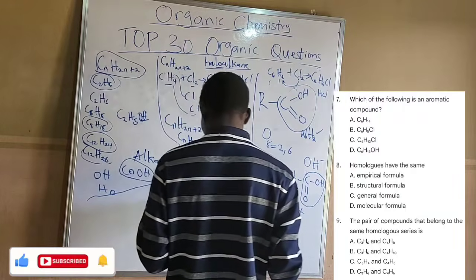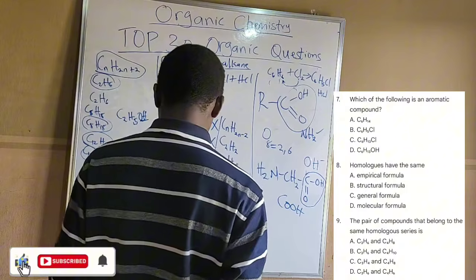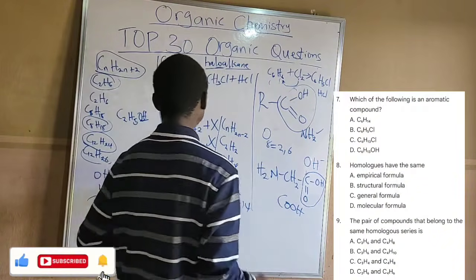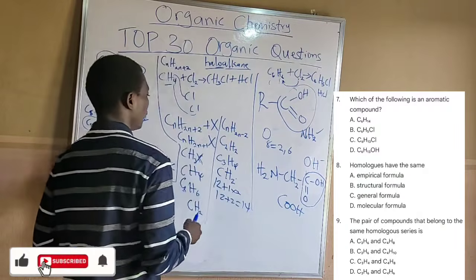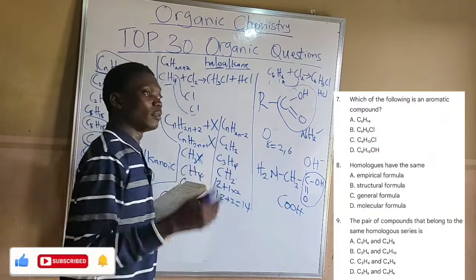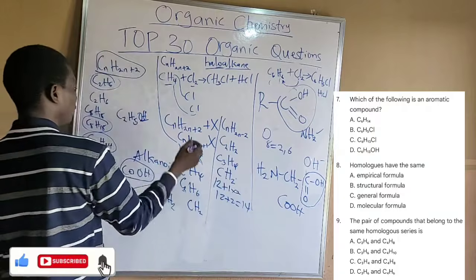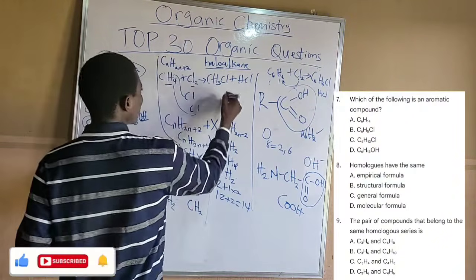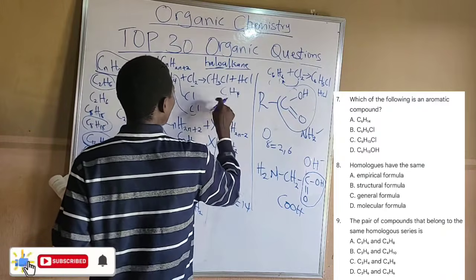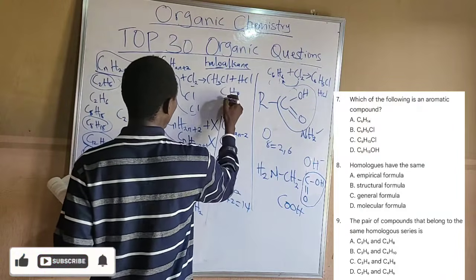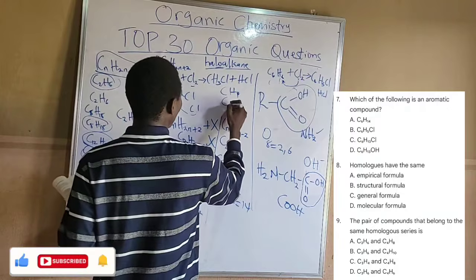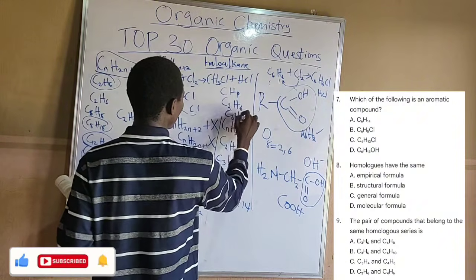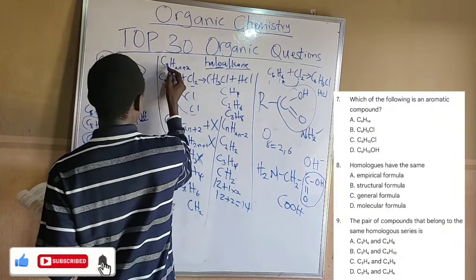Another one we have here is: homologous series have the same what? They have the same general formula. Why? Because when you are dealing with members of alkanes, for example, methane, ethane, propane, like the way I was deriving each formula. For example, we have CH4, which is called methane, then ethane, propane, butane, pentane, C3H8. Now, when you put your n equals 1, you will get this.